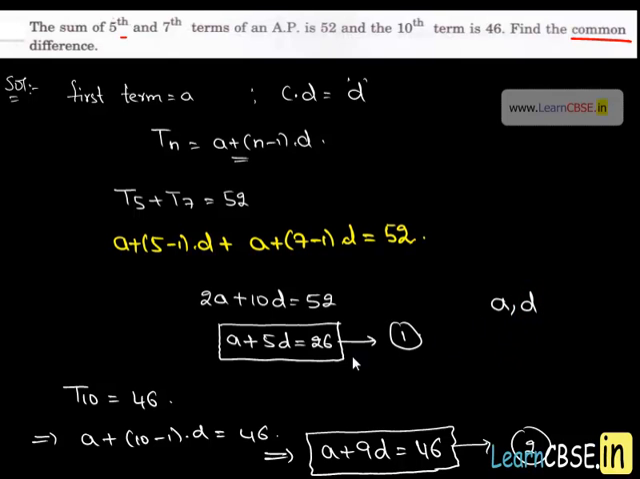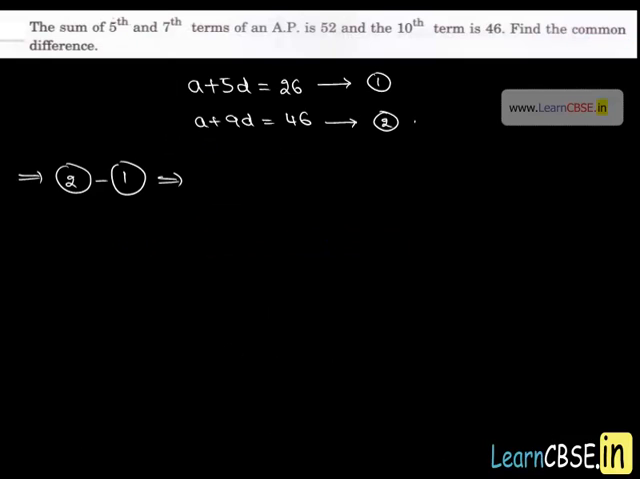To get small d, we divide. To find common difference, we subtract equation 1 from equation 2. Now we subtract these equations by vertical method. Here we have second equation, a plus 9 times d is 46, and first equation is a plus 5 times d is 26. While subtracting, we have to change the signs of the equation which is to be subtracted.